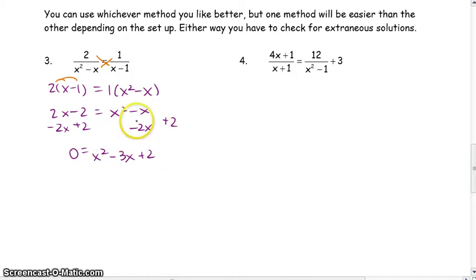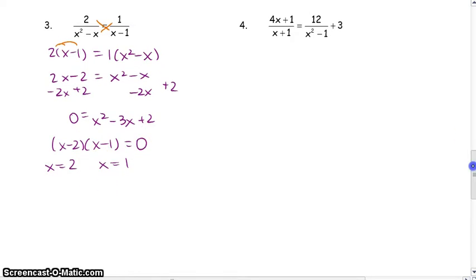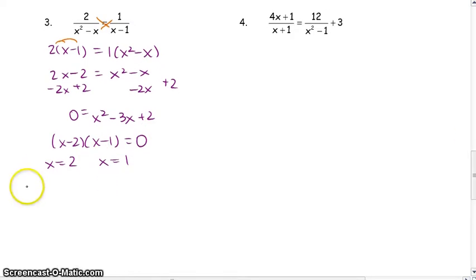So here we have to say, well, can I factor? And I can. x minus 2, x minus 1 equals 0. So then I should get an answer of x equals 2 and x equals 1. Then from here we have to check our answer. Remember, every time we need to check. So we're looking at our original equation.